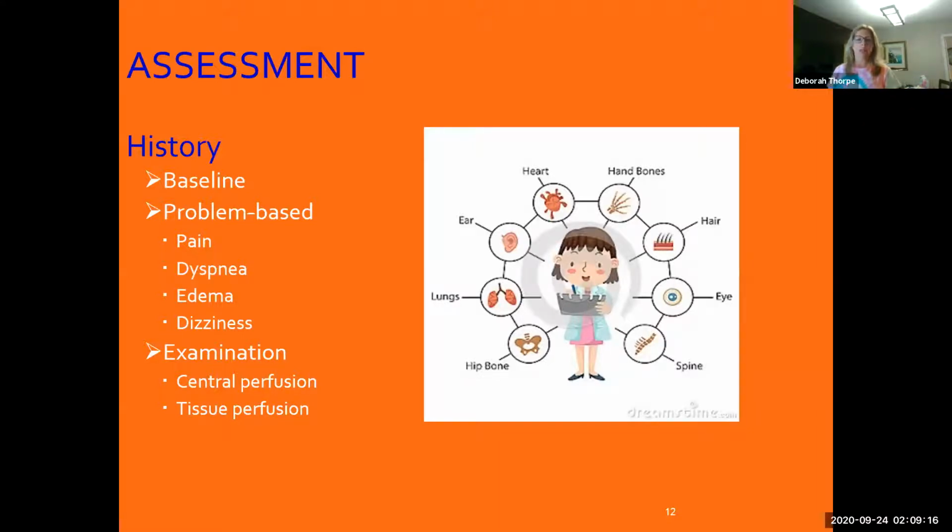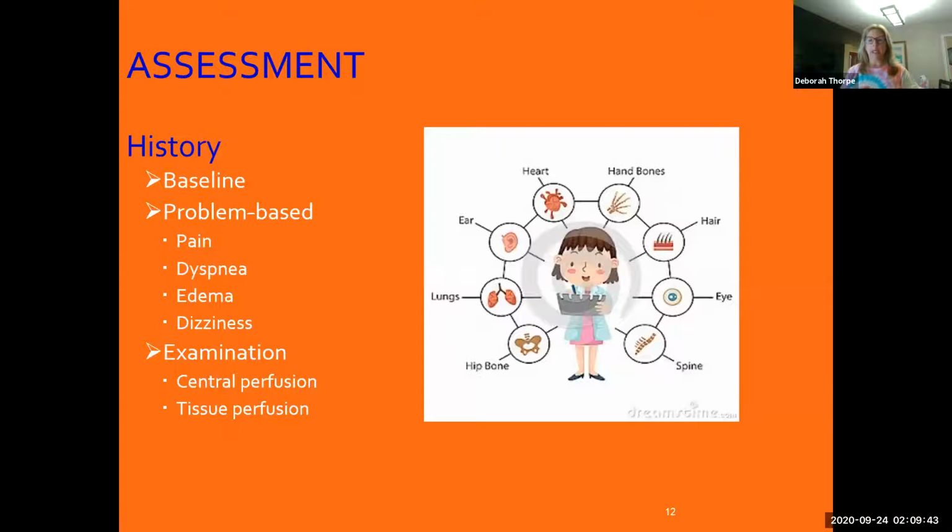Problem-based history: they might describe pain, shortness of breath, edema, or possibly fainting spells. If these symptoms are reported, follow up with a more focused assessment. For example, if they're saying they have pain, we'll ask them where it is, how long it's been, and whether there are any alleviating factors, that whole figuring out what's going on.